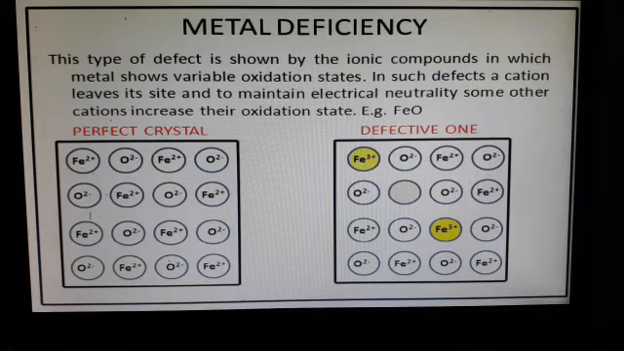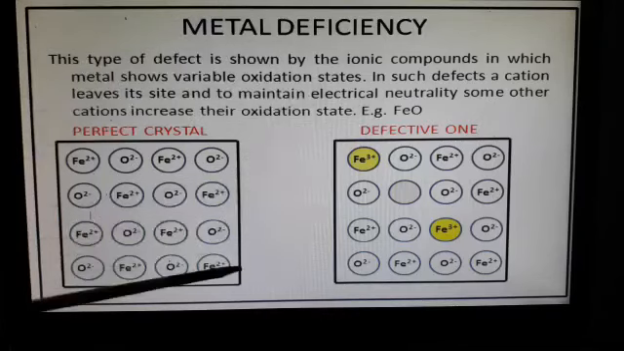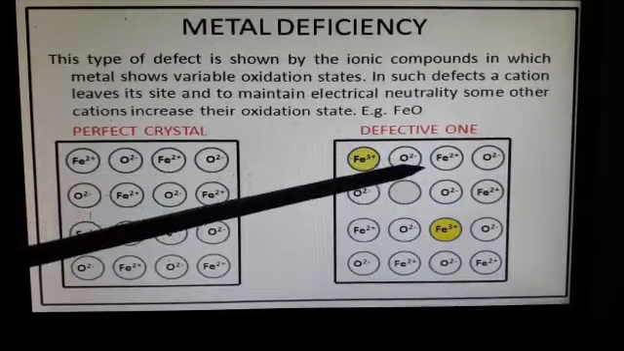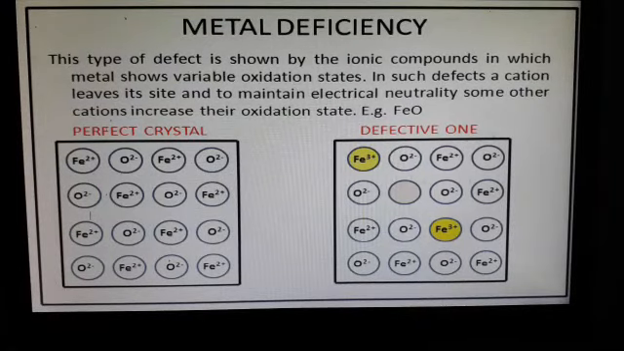So metal deficiency means the total number of metal ions or cations is less than anions. Here you can simply see 7 iron, which means 7 metal is present and 8 non-metal is present. So this is the metal deficiency defect. In this way, the two types of defect, stoichiometric and non-stoichiometric, are complete.